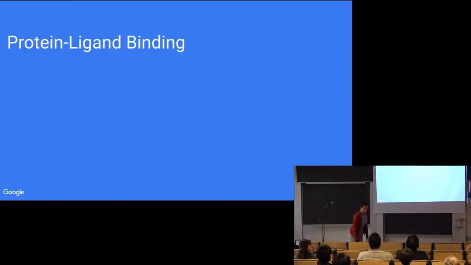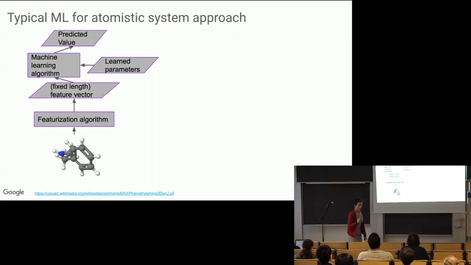So I'm going to talk first briefly, actually, a bit about protein ligand binding, just because I want to connect this to some of the neural network work that we heard about previously. When I went to Google, I got very interested in some of these deep neural networks they have built to predict protein ligand binding. So this was the approach before people made these end-to-end differentiable models.